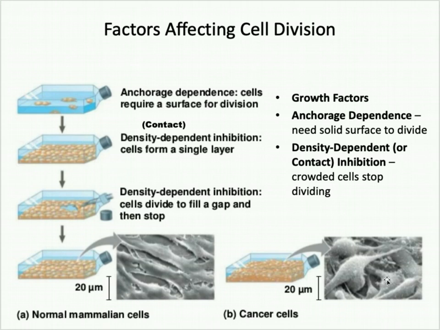There's no regulation, basically. And then these cancer cells will surpass those checkpoints that we talked about, that are supposed to regulate their cell division, but they don't. And so they just keep growing and growing.